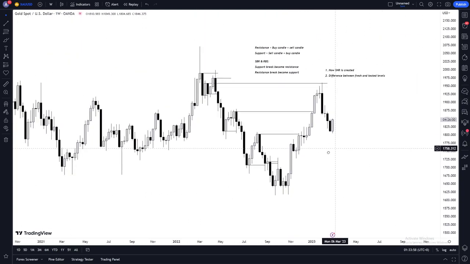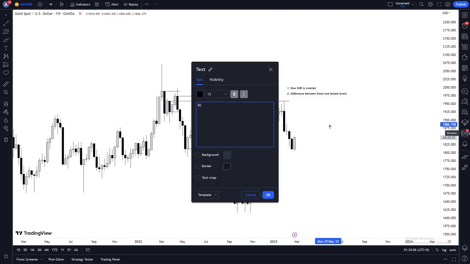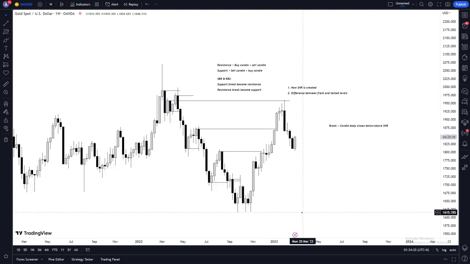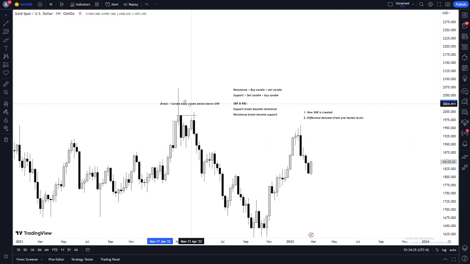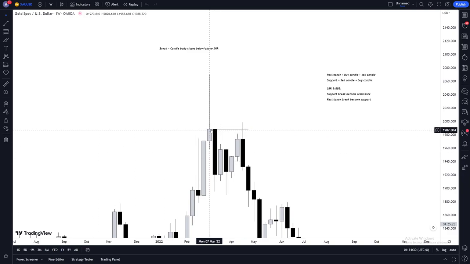Now, I'm not sure whether I covered this in this video or in the previous video. What constitutes a break? When I'm talking about break this, break that, what is a break? Break is equivalent to when candle body closes below or above SNR. Why do I say below or above? Because it depends on whether you are support or resistance. So let me delete all of this and give you guys one example. Break equals candle body closes below or above SNR. So let's look at this. Buy, sell, resistance, correct?